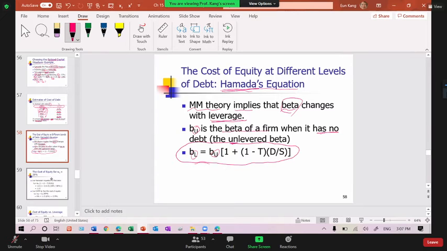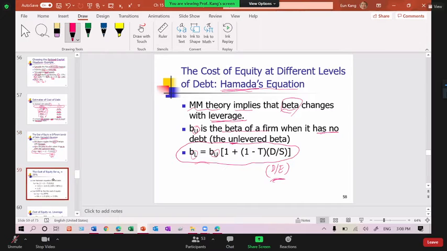BU times 1 plus 1 minus T times D over S, or D over E, same thing. S means stock, E means equity, same thing. D over E, D over S, same thing. You can use it interchangeably. I use D over S because the textbook is like that. But D over E is more general, equity, not just stock, right? So that is the formula. So we are going to use it, right?